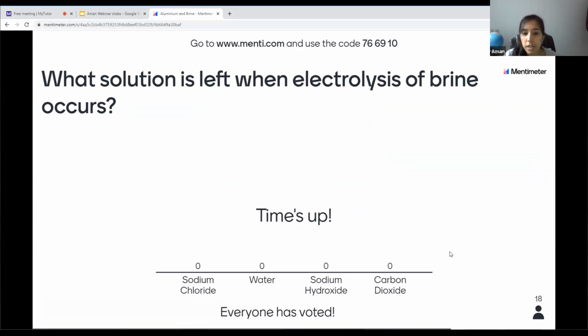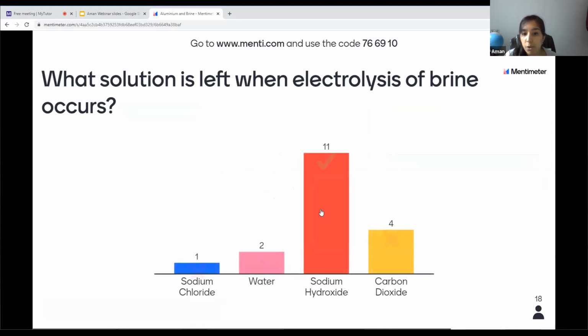So the answer is sodium hydroxide. Excellent, most of you got that, well done. So sodium chloride is what we start off with. And remember, at the cathode, we produce hydrogen, and that's because sodium is more reactive than hydrogen, so we produce hydrogen at the cathode. At the anode, we produce chlorine.